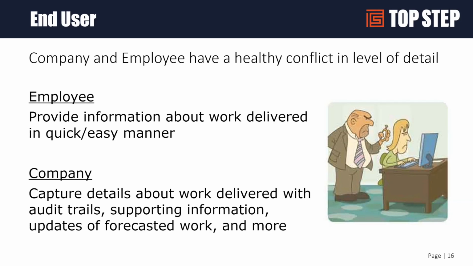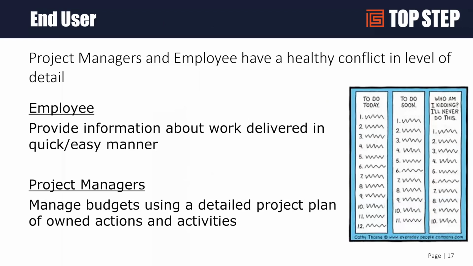Whereas the company wants to know, what did you do? When did you do it? What are the notes? How did it go? Do you have updates for what more work there is to do on this task, et cetera, et cetera. So there's definitely a conflict there, but it's a healthy conflict. The employee, again, they want to just provide what they've done very quickly. Project manager, just like the company needs more detail, the project manager needs more detail because they're trying to manage budgets using a detailed project plan of actions and activities.